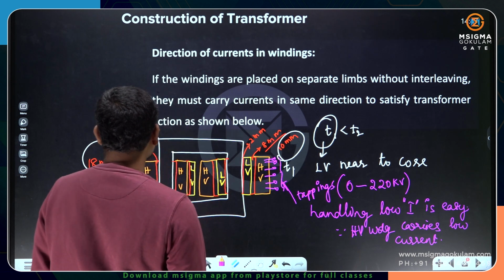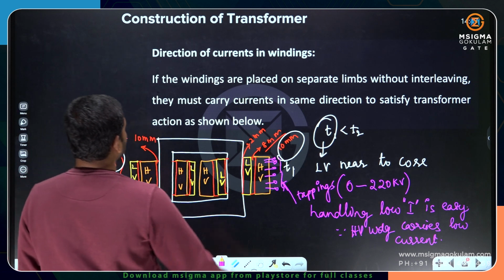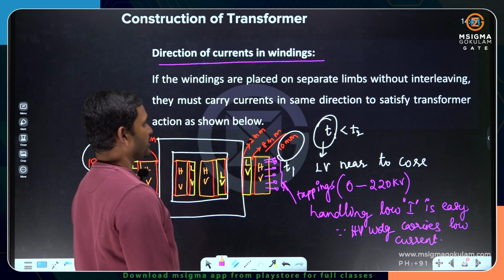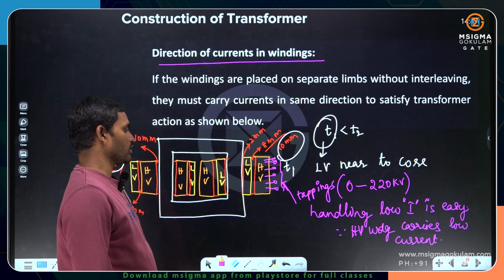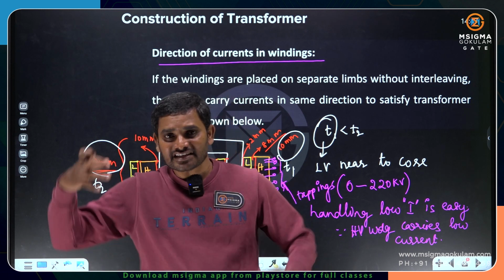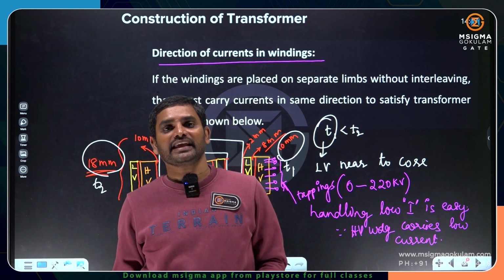Okay, now the question is about the direction of currents in the windings. We are placing the windings on the core. If the windings are on separate legs, how do they carry the currents?